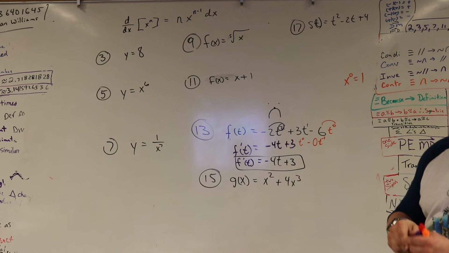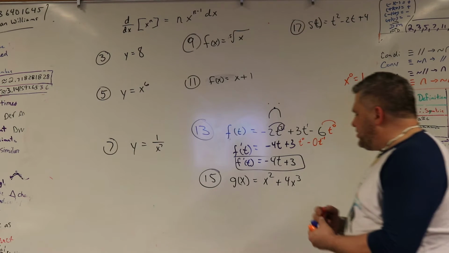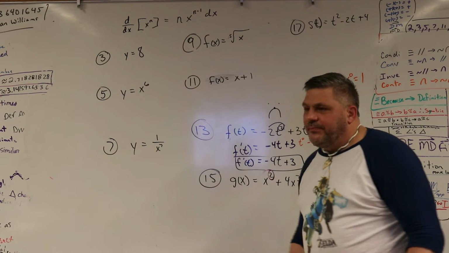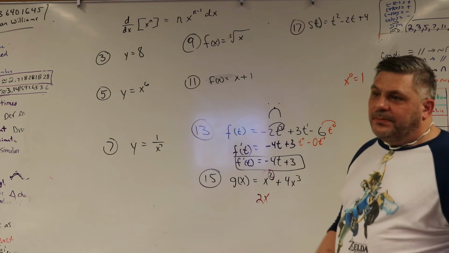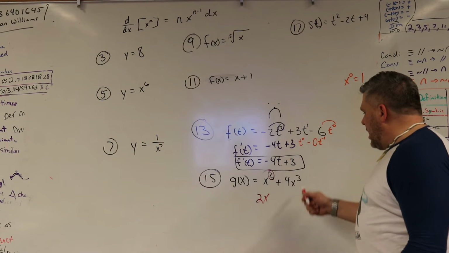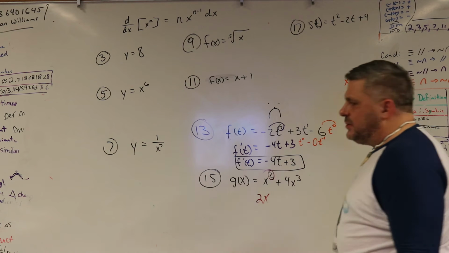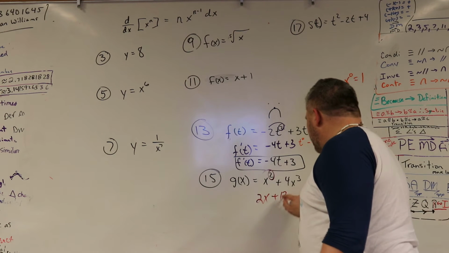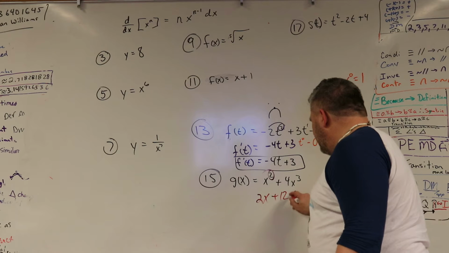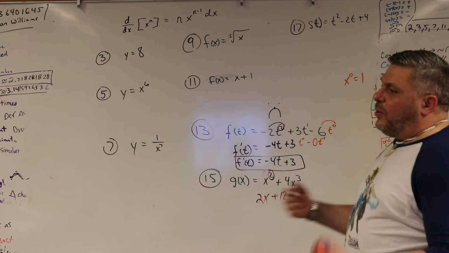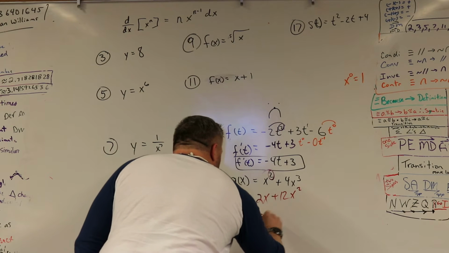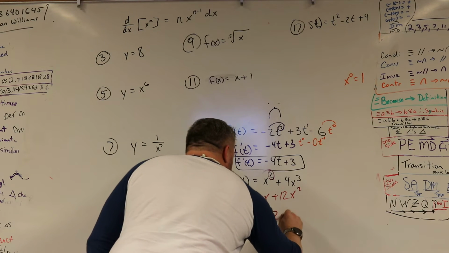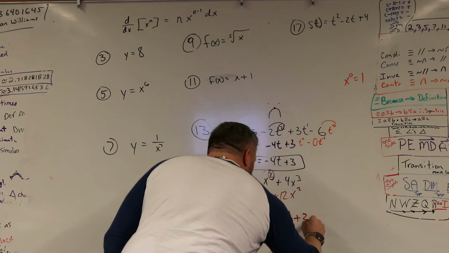This was pretty easy, right? So what's 2 times 1? 2. 2? And 1 from 2? 1. 1. And what's 3 times 4? 12. 12? And 1 from 3? 2. 2. Now we would reorder that, right? And we would say this is 12x squared plus 2x.